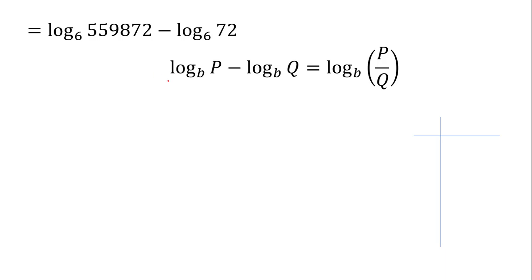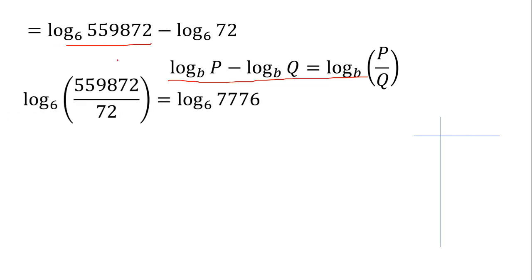So if I apply this rule, this particular instruction, to this very statement, I'm going to have the logarithm of 559,872 over 72 to base 6 equals the logarithm of 7,776 to base 6. That is, if I perform the division, I simplify and have this result.